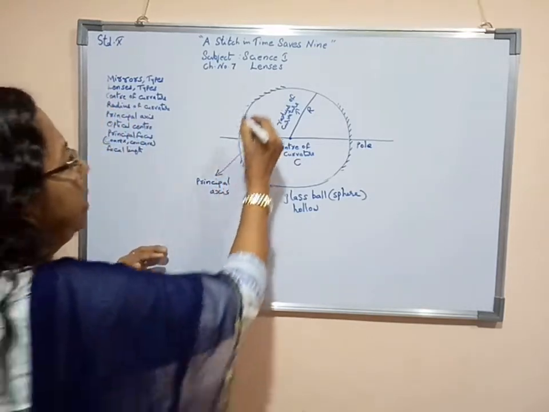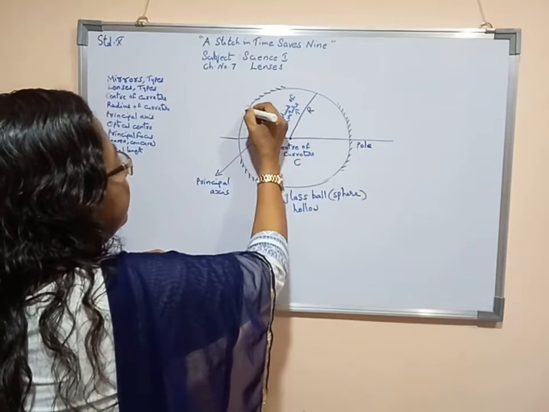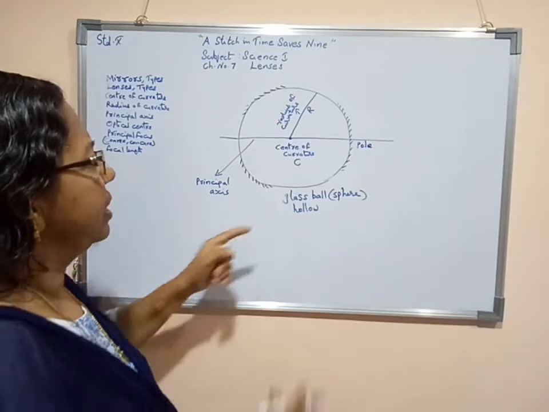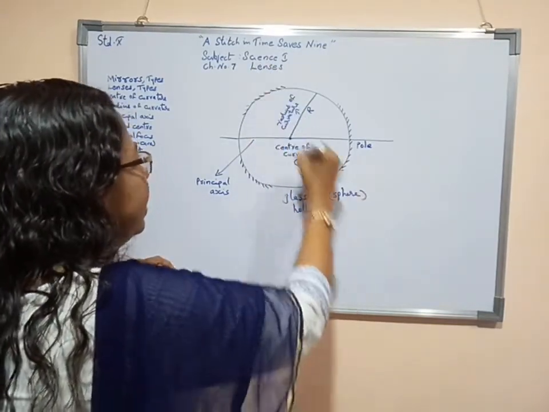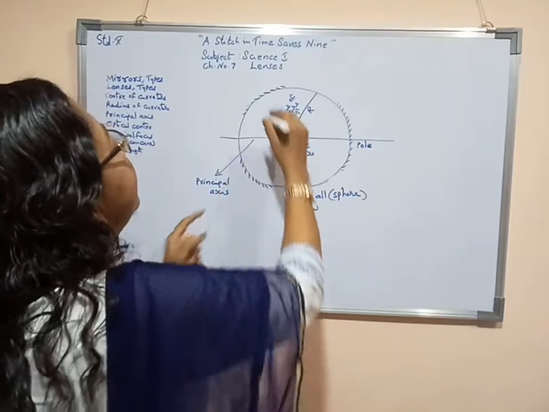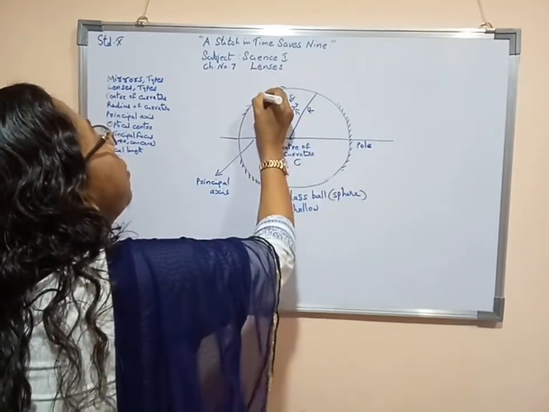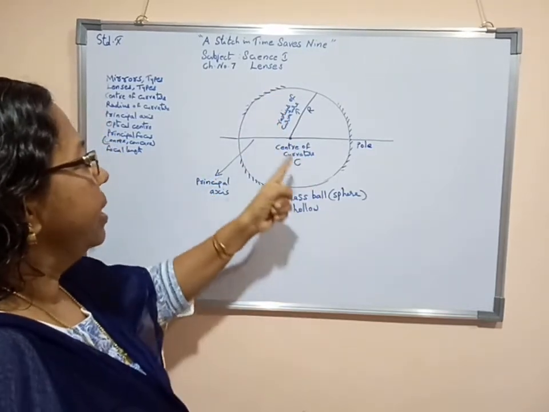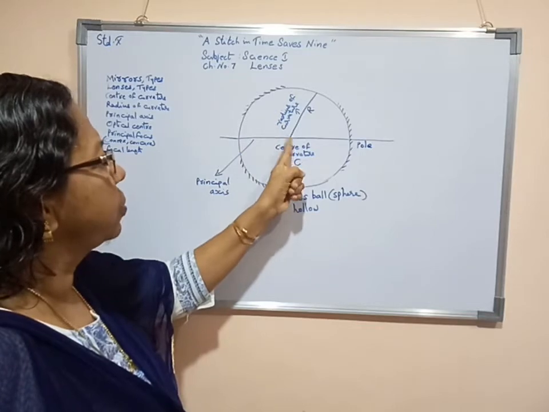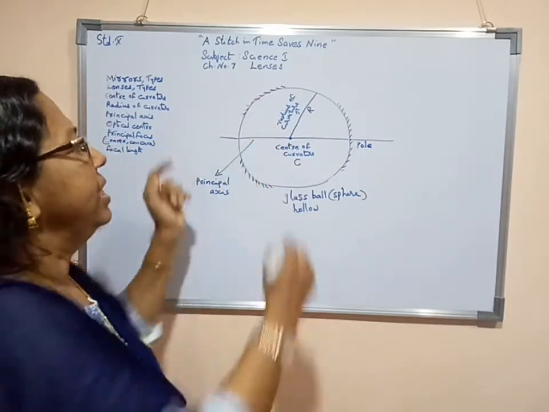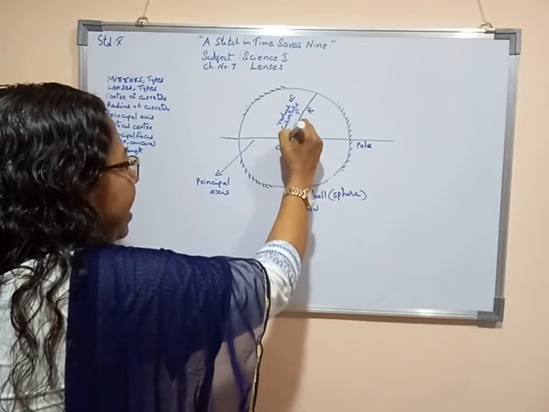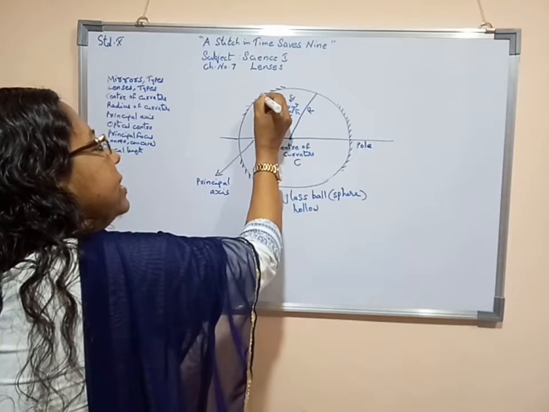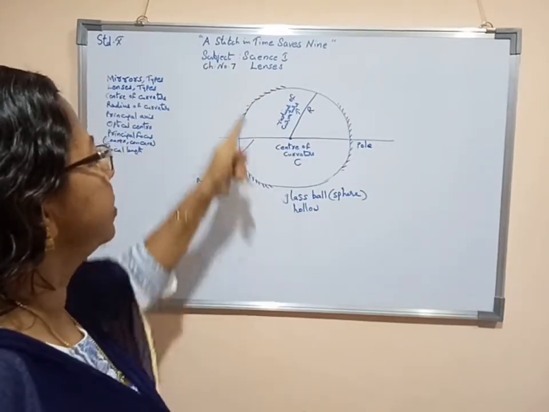Now suppose this is the mirror. If we pass a line through its center, that means the principal axis, then this point will be the pole of the mirror. The line passing through the center of the mirror should also pass through the center of curvature. If you draw the line through the center of curvature and it passes through the mirror, then that point can also be the pole of this mirror.